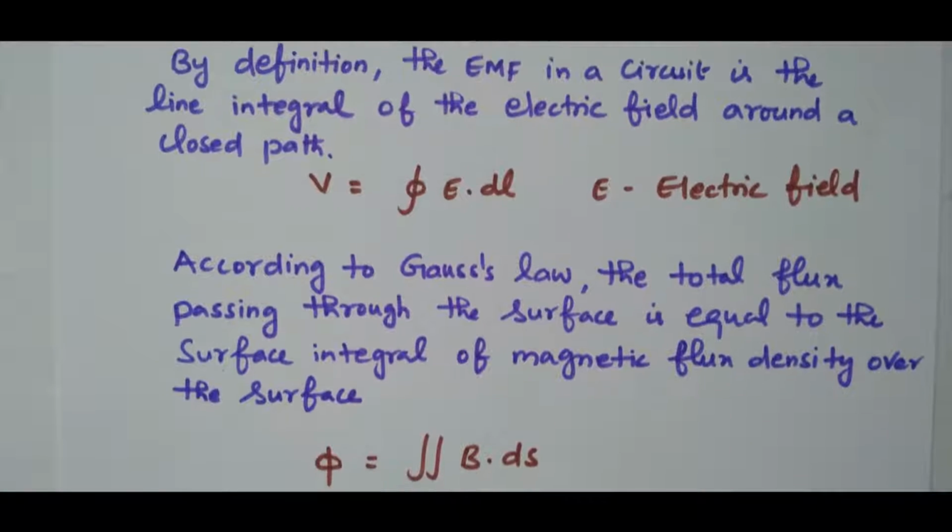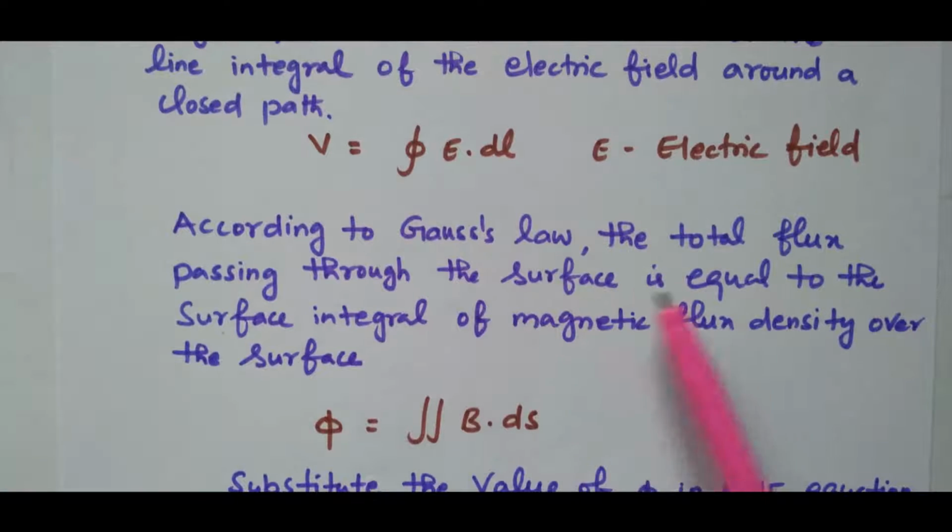According to Gauss law, the total flux passing through the surface is equal to the surface integral of the magnetic flux density over the surface. So Φ equals double integral B dot ds. Now we have the expression for Φ.